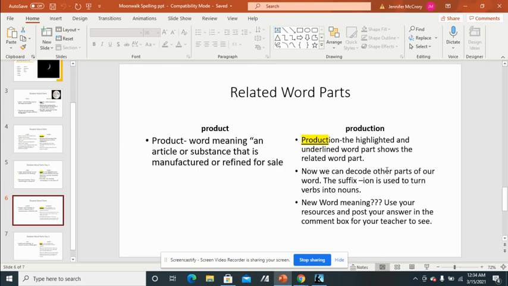So now it's going to be your turn. I did some work so far this week. You helped me. We did some together. Now it's going to be a you do it. Your job for today to wrap up day 2 is to use your available resources. Find out the new word meaning by locking those 2 word parts together. Find out what the new word meaning is for the word production, and post your answer in the comment box for your teacher to see how much knowledge you have gained.